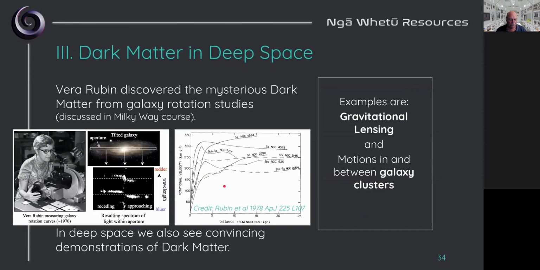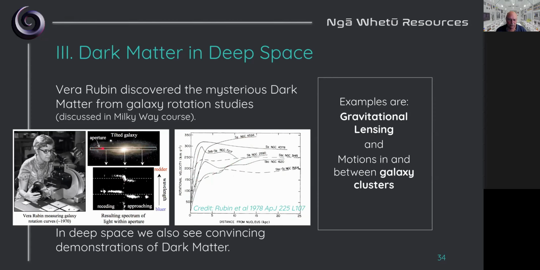Okay, let's go back to the dark matter issue. This is Vera Rubin, and I talked about this in the Milky Way course as well, because she produced these rotation curves, as they're called. This is the distance from the center of the galaxy. This is the rotational velocity in kilometers per second of any particular stars. Here you see the spectrographic way that she studied other galaxies, because these are not only our Milky Way, these are other galaxies.